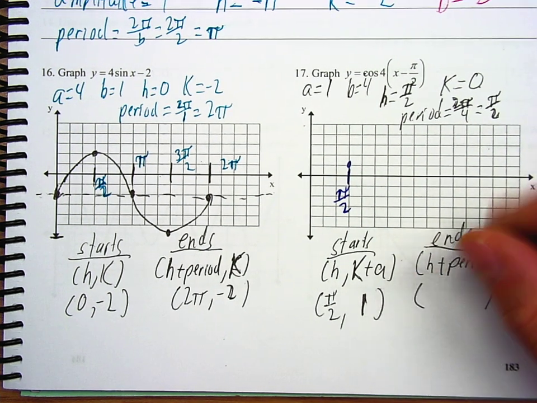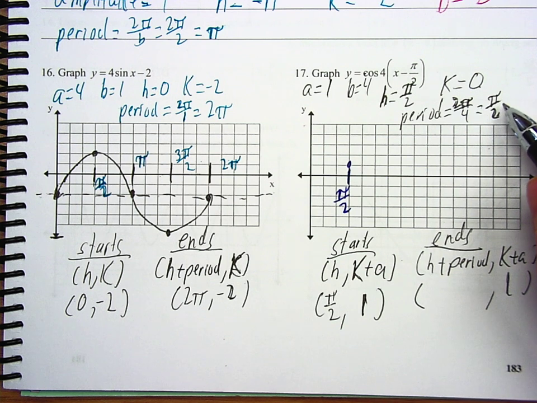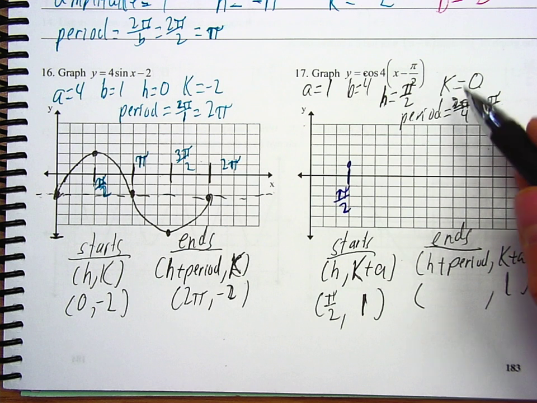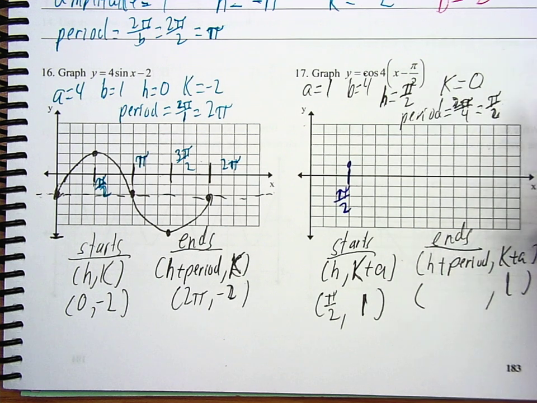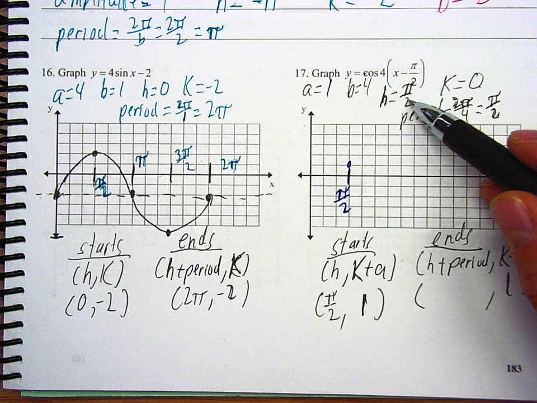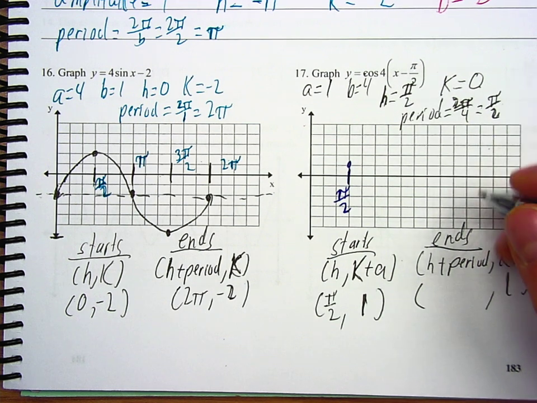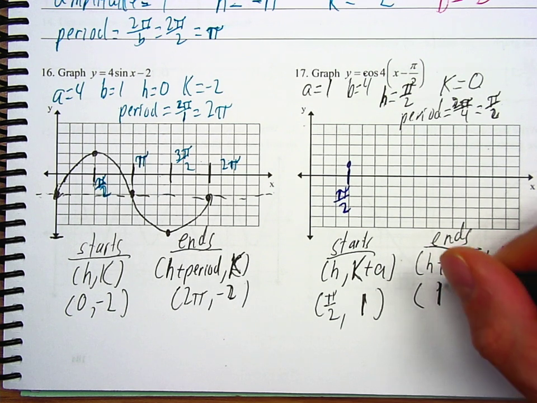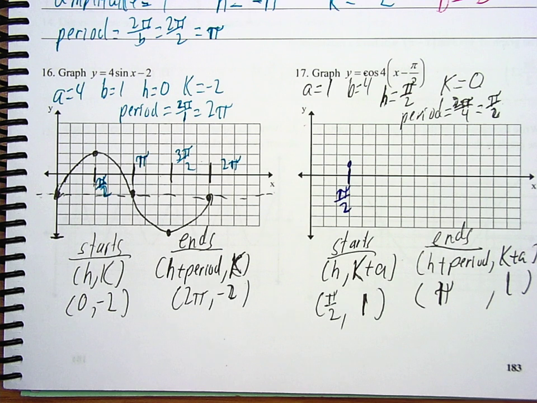H plus the period, I'm going to take pi over 2 plus pi over 2. So they're both fractions over 2 already. So I can just add them, pi over 2 plus pi over 2, that's 2 pi over 2. I can leave it as 2 pi over 2, or I can make it into a pi. I don't really care how you leave it. But that's the ending tick mark.